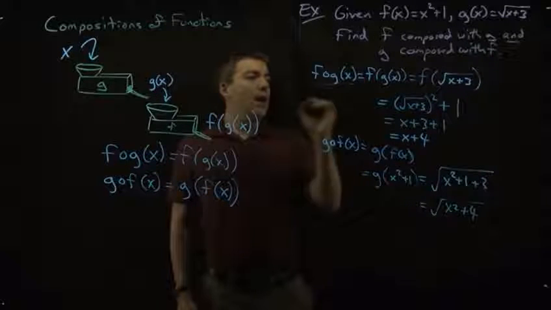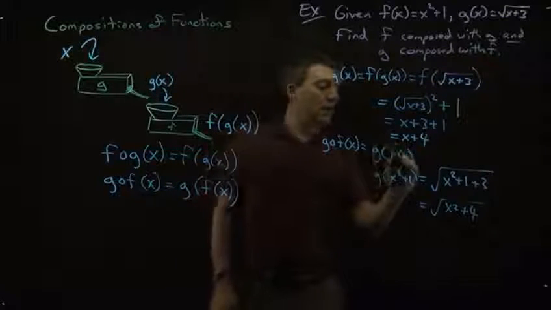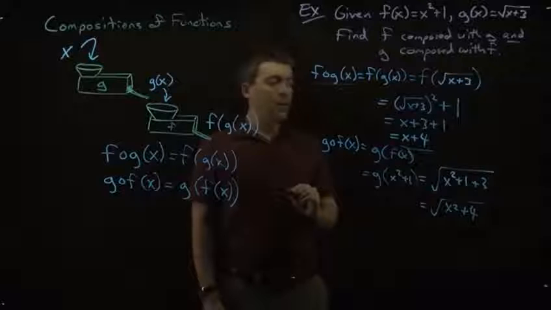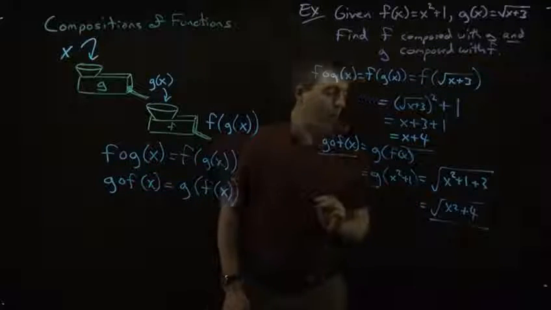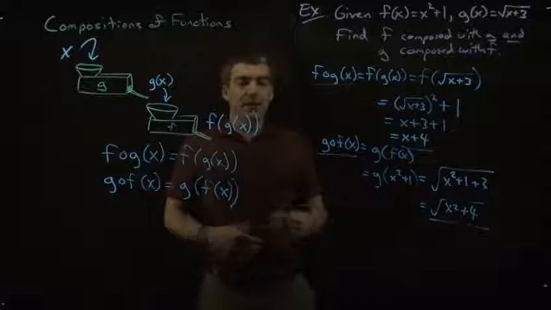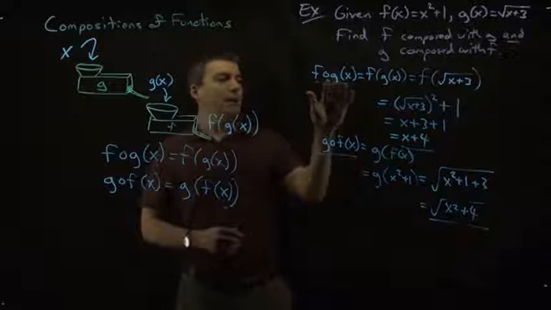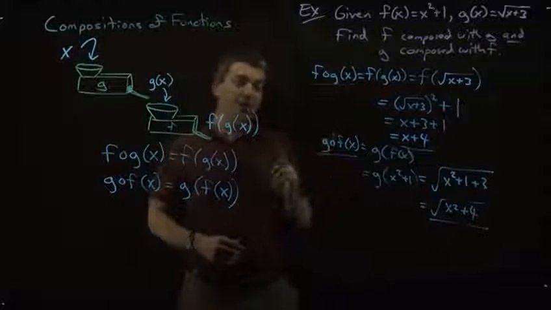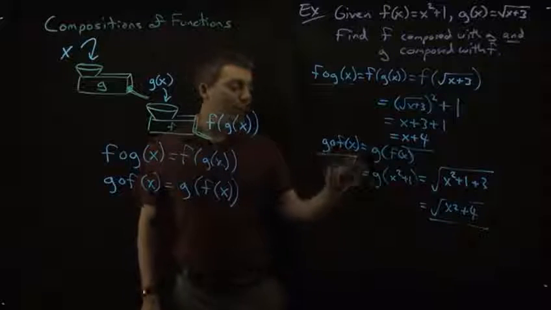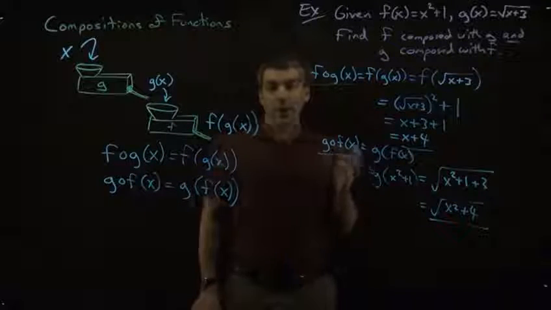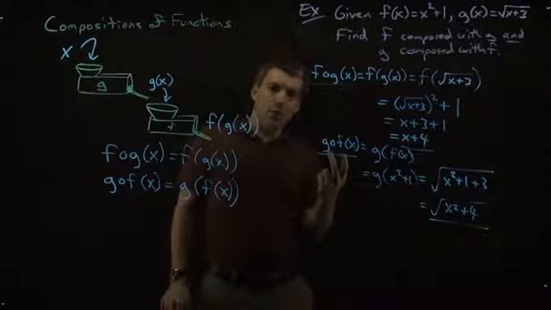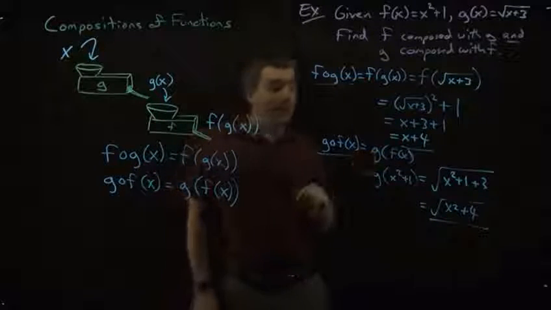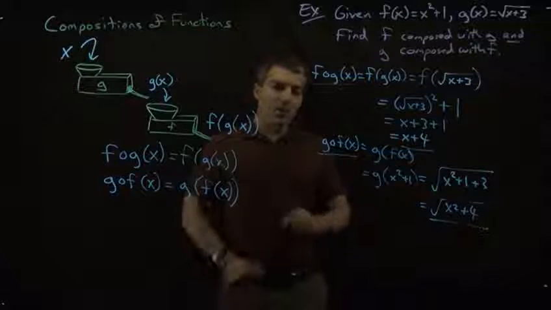So f composed with g is x plus 4. g composed with f is the square root of x squared plus 4. It's interesting to note that f composed with g is different than g composed with f. And in general, that's true. Composition does not commute. You cannot change the order and expect to get the same thing. There is a case where you can. We'll talk about that later.